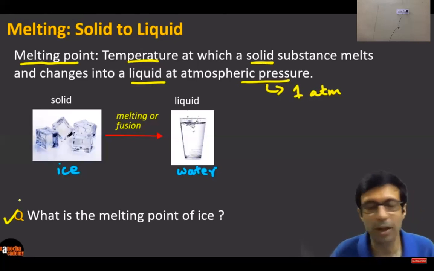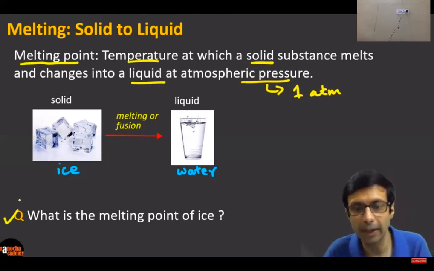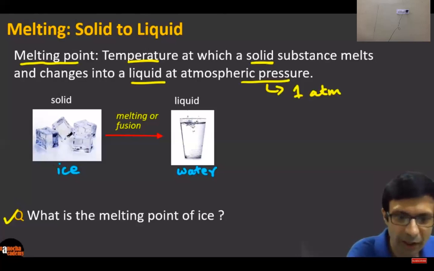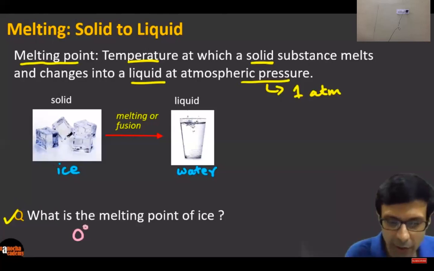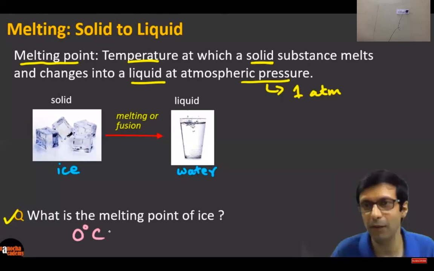So good, I'm seeing some answers here. So what is the melting point of ice based on this definition that you see here? So 0 degrees Celsius, very good. So I think all of you know that the melting point of ice is 0 degrees Celsius. And I see some of you are writing the answer in Kelvin, very good.